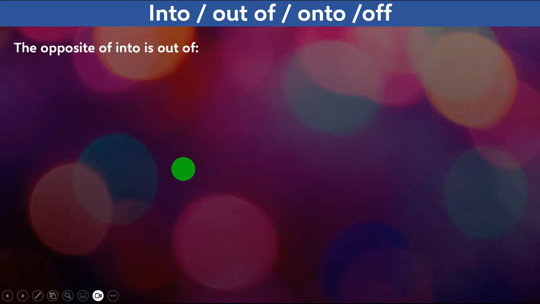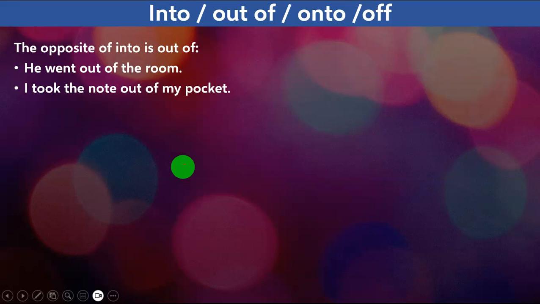The opposite of into is out of. Right? He went out of the room. I took the note out of my pocket.